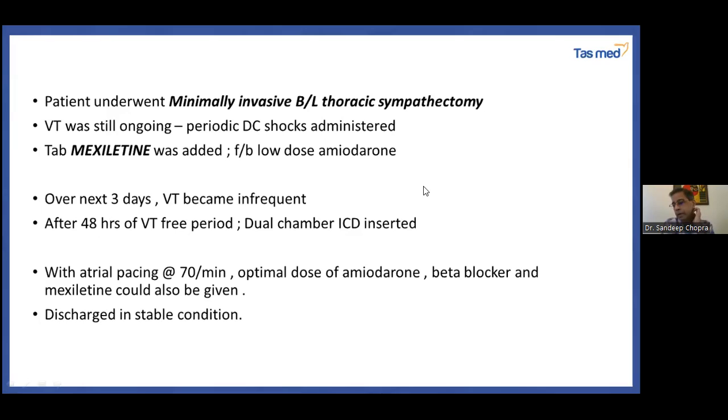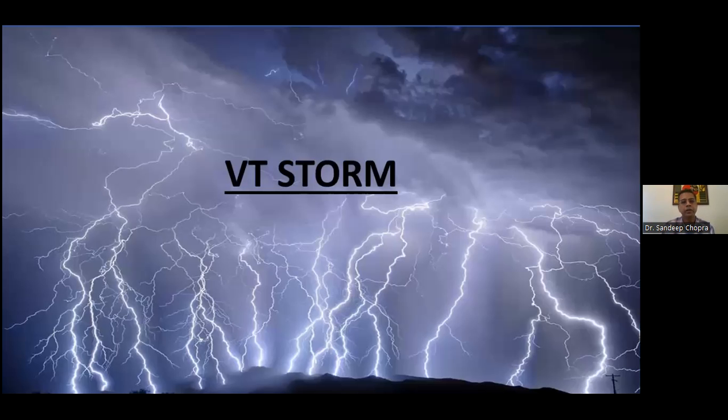So we all remember this, that Mexelitine is being added on to amiodarone. If the patient is tolerating amiodarone, we don't have to stop it. Obviously, it is a very good antiarrhythmic, but we add on Mexelitine along with amiodarone so as to prevent the long-term side effects of amiodarone.